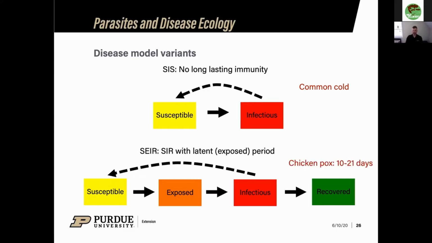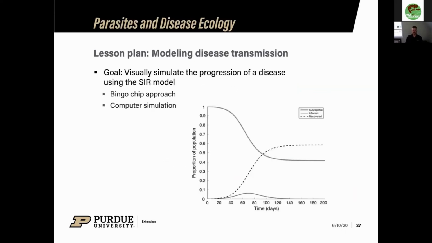An excellent example of this is chickenpox. There's about a 10 to 21 day latent period, or exposed period, where individuals are not infectious, but that infection is ramping up within that individual host, and then they transition to the infectious category. So with your students, you can think about ways to alter these models to capture different types of host-pathogen interactions.